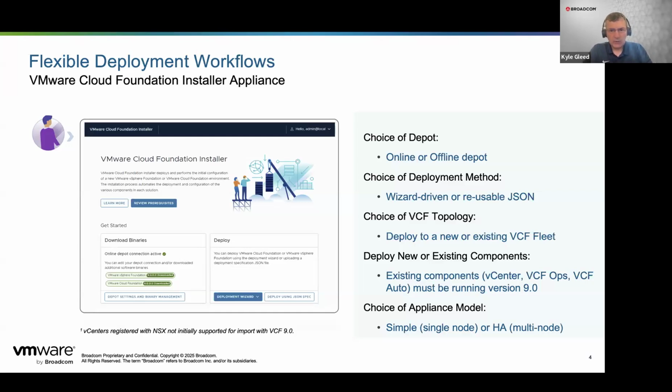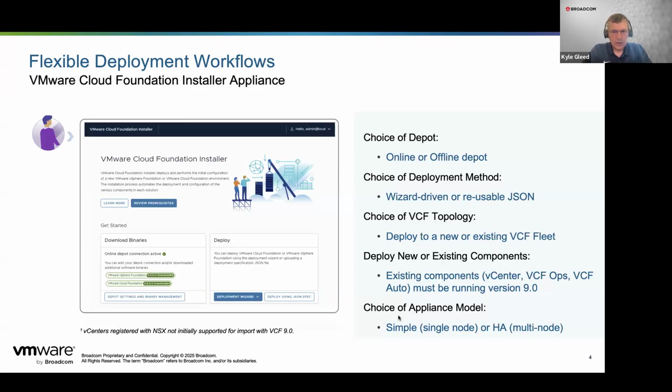And so when you're deploying, this question about your topology, whether you're new or existing, is basically asking you, are you deploying a new instance of operations and automation, or are you going to be joining an existing instance? And I already talked about those components, how they're new and they're now required. So in addition to the topology, I'm going to skip a bullet here and go down here to appliance model.